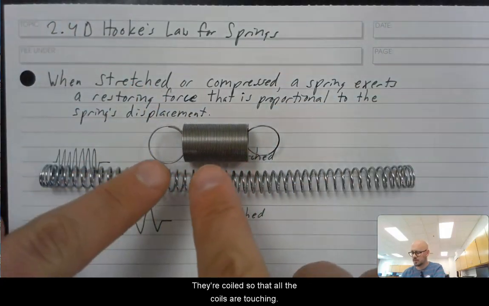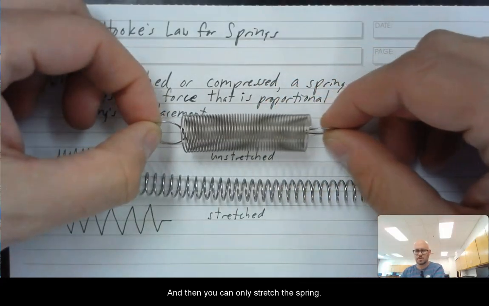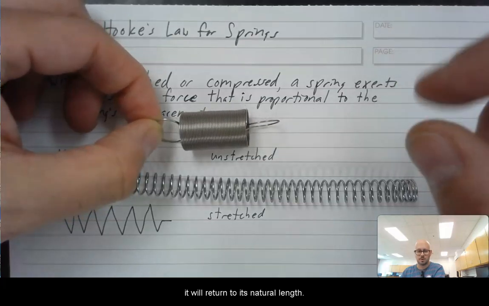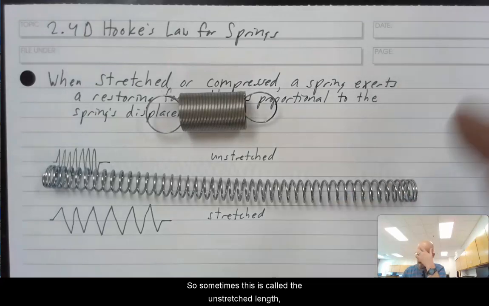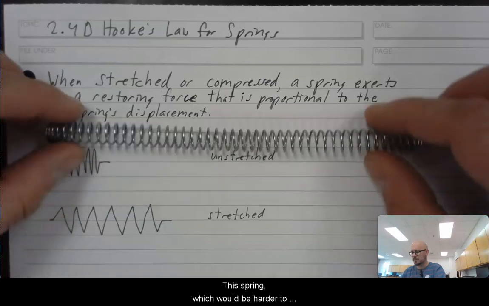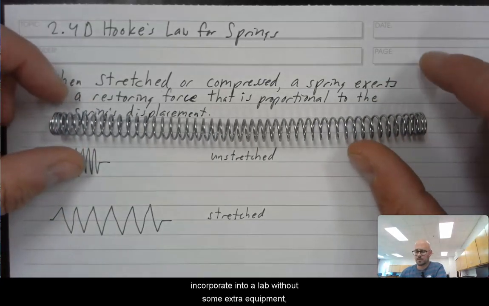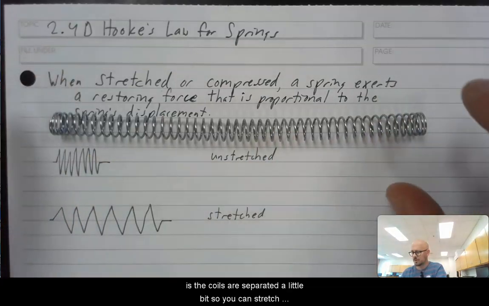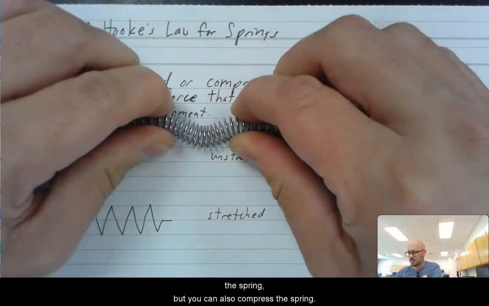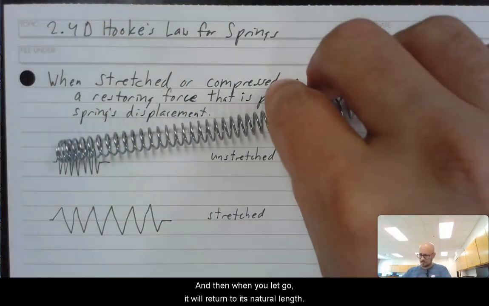They have a set length, they're coiled so that all the coils are touching, and then you can only stretch the spring. And when you let go of the spring, one end anyway, it will return to its natural length. So sometimes this is called the unstretched length, sometimes it's called the natural length. This spring, which would be harder to incorporate into a lab without some extra equipment, has the coils separated a little bit, so you can stretch the spring, but you can also compress the spring, and then when you let go, it will return to its natural length.